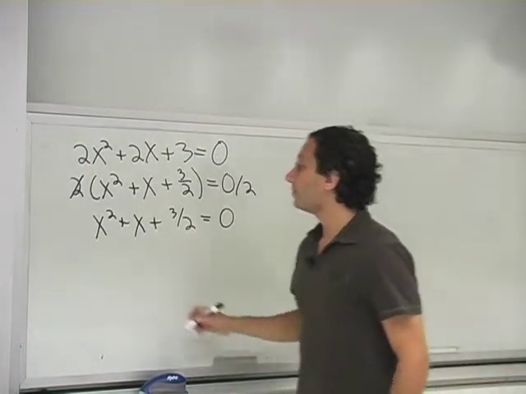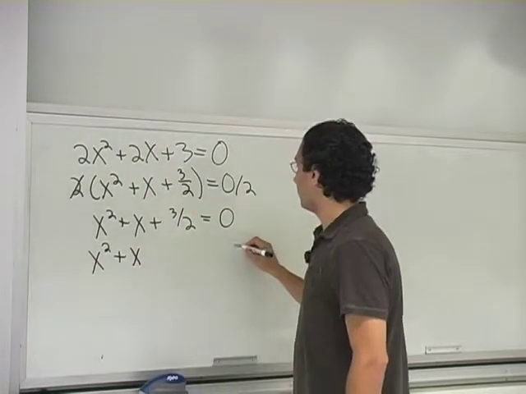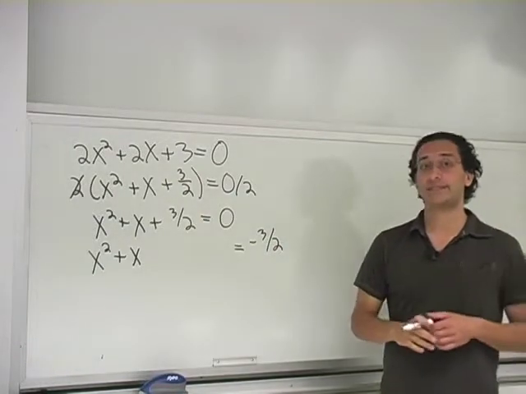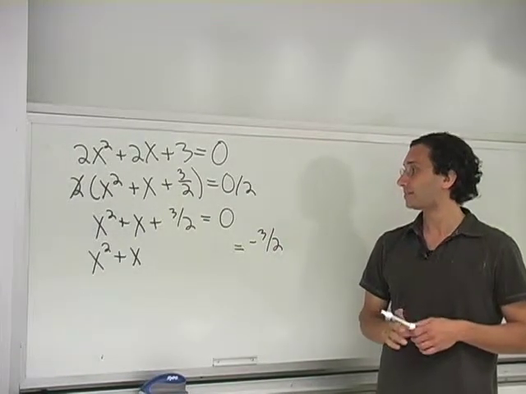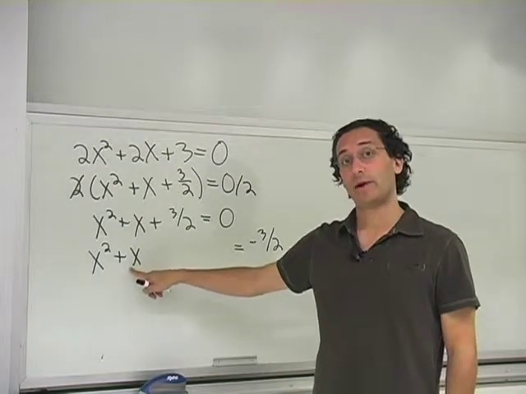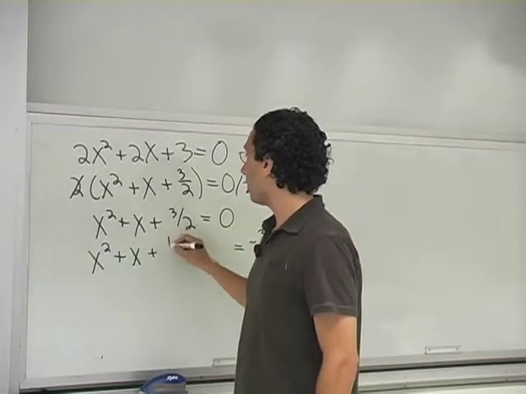So I'm going to employ the completing the square method now. I have x squared plus x. Let me put the 3 halves to the other side. I'll subtract it from both sides. Then I want to take half of this and square it. Half of 1 is a half. Squared is a quarter.